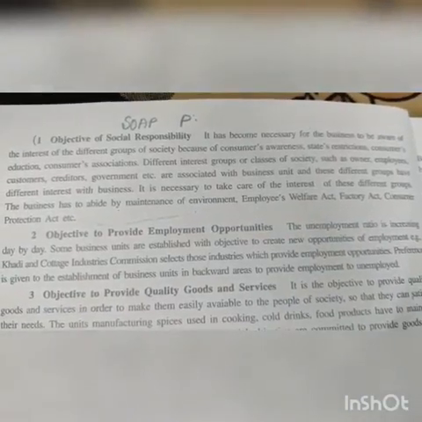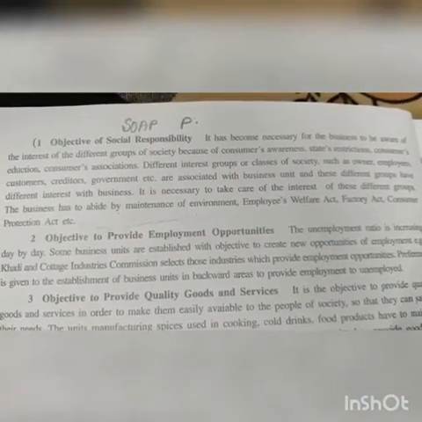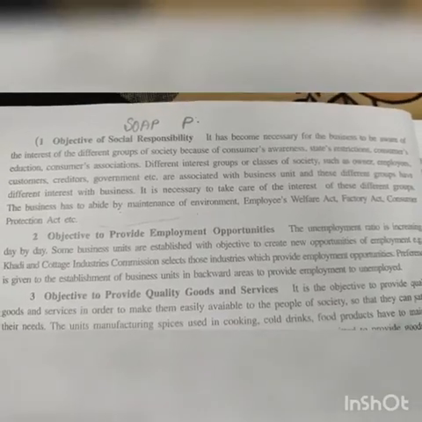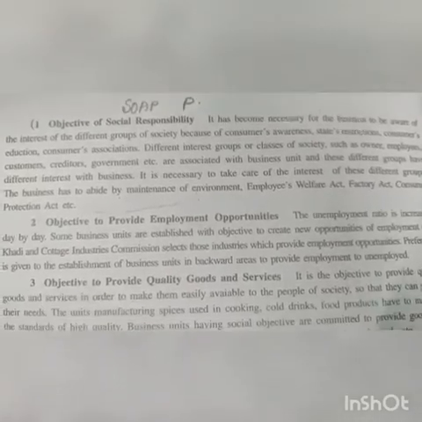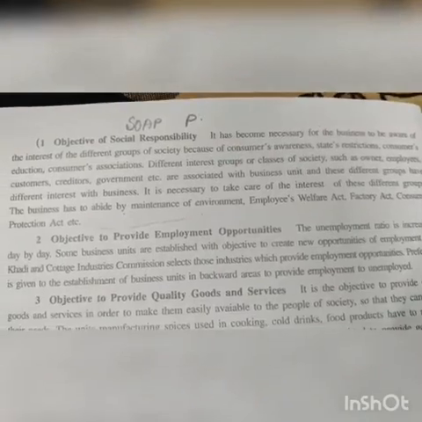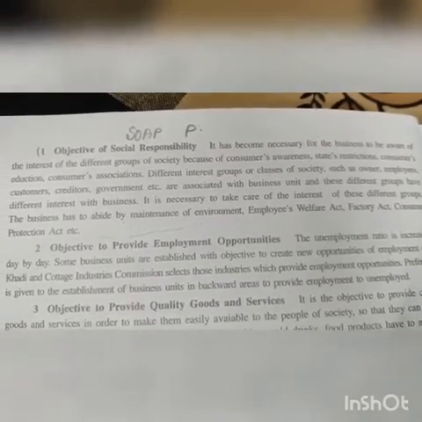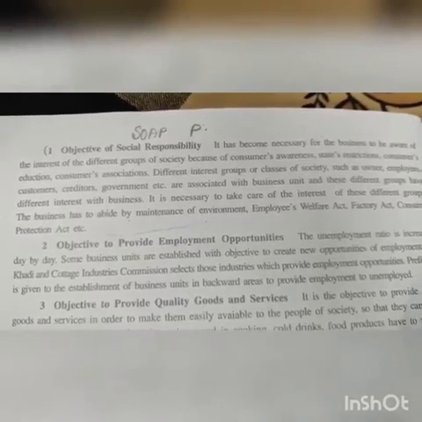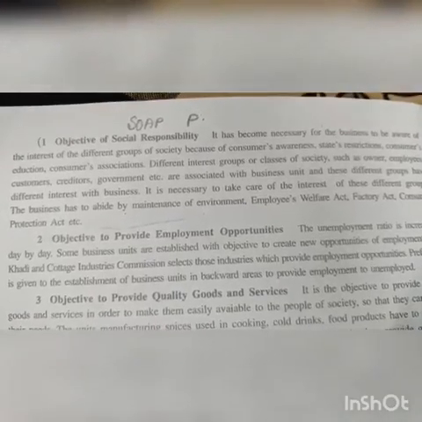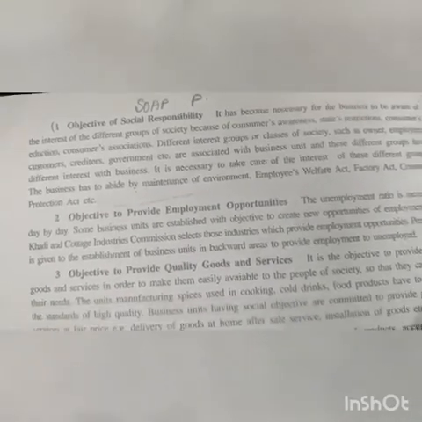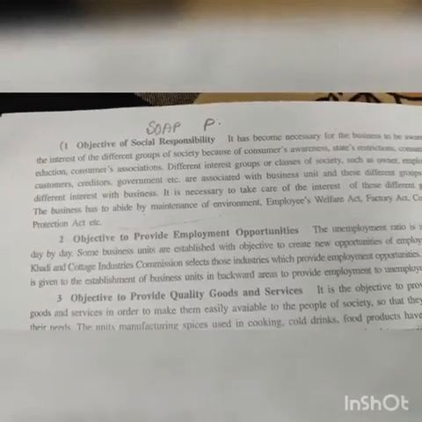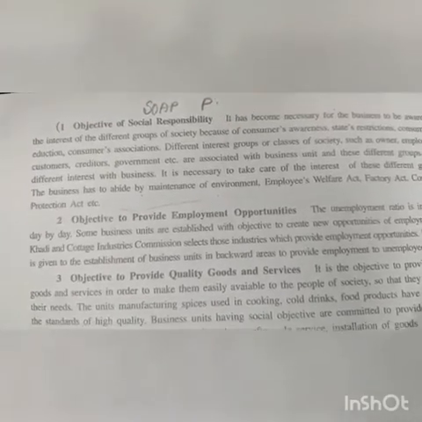The business has to abide by maintenance of environment, employees' welfare activity, the Factory Act, the Consumer Protection Act. These are different acts which are levied by the government. So state restrictions are there, and you have to work according to these particular acts. So that is known as the first objective coming under social responsibility.